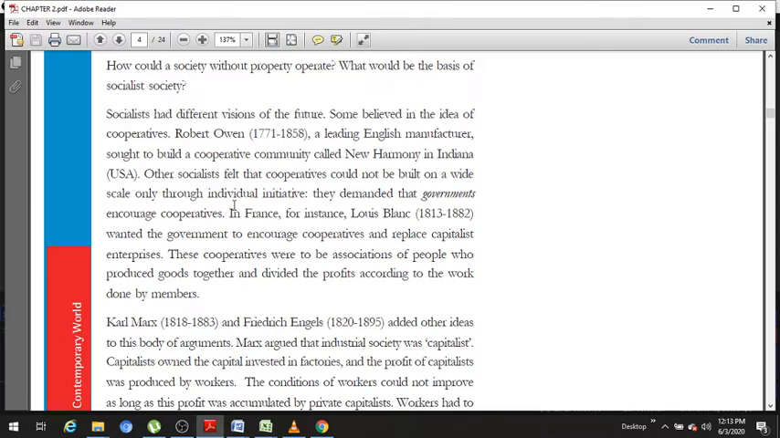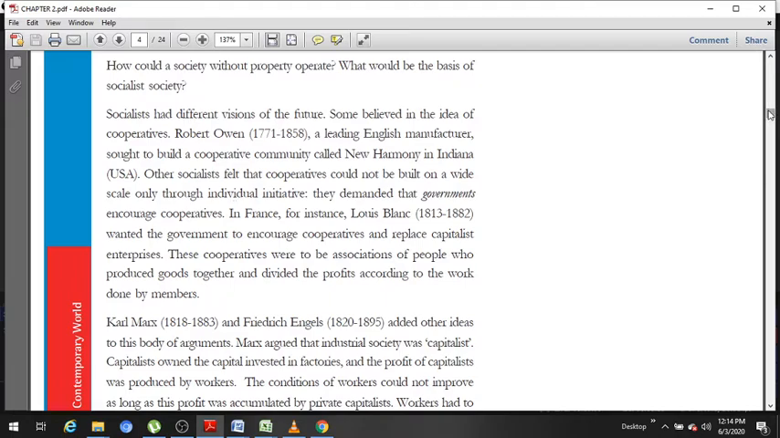In France, for instance, Louis Blanc, another philosopher, born in 1813 and died in 1882, wanted the government to encourage cooperatives and replace capitalist enterprises. Capitalist enterprises means those who have accumulated wealth and try to make profit by investing in various businesses. He discouraged this and advocated that the government should promote cooperative societies. These cooperatives were to be associations of people who produced goods together and divided the profits according to the work done by members. In proportion to the magnitude of each individual's work, he would be given credit or profit.